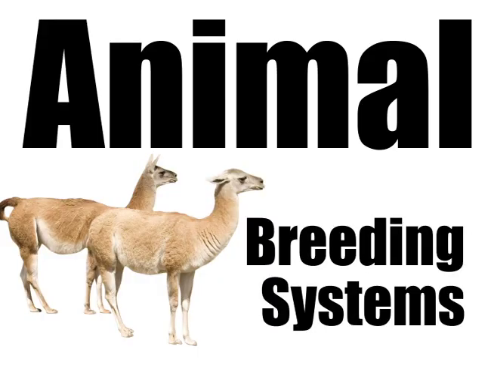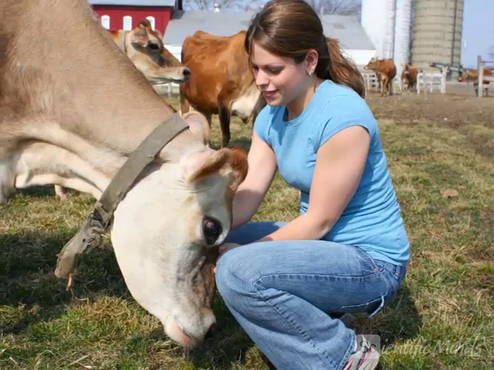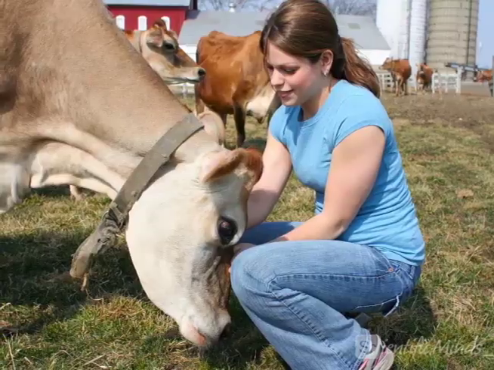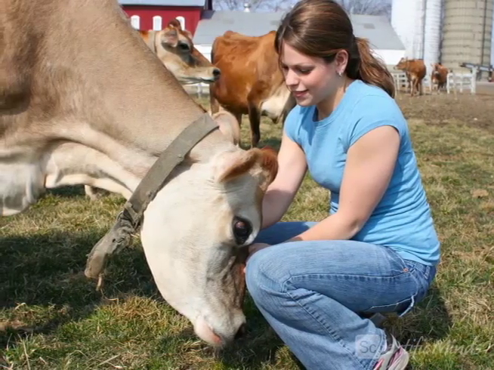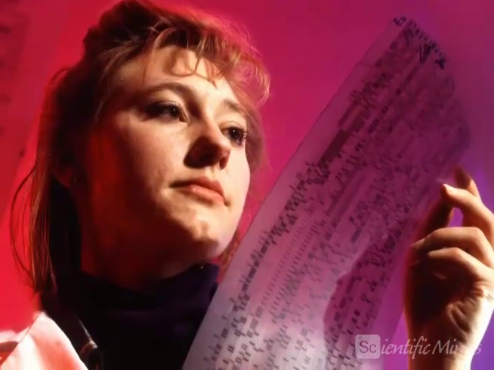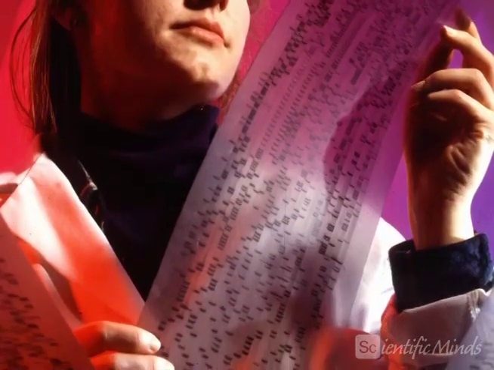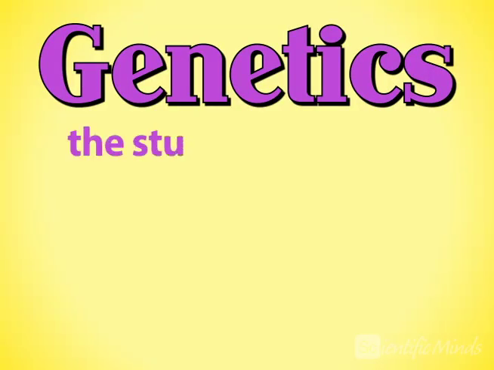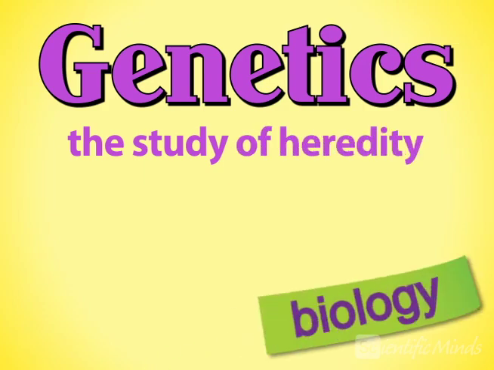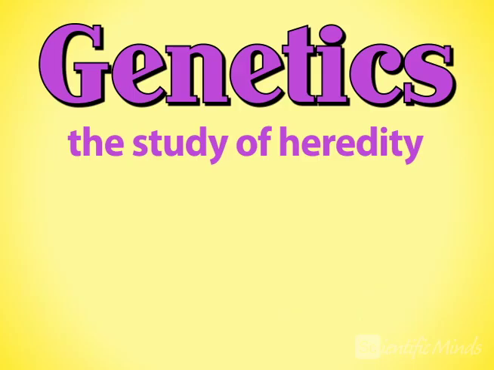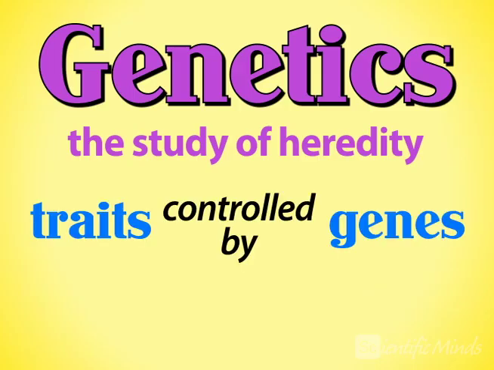Animal breeding systems. One of the goals of a livestock producer is to raise animals that generate large numbers of high-quality offspring. By using genetic principles in animal breeding, producers have been able to increase the productivity of food and fiber-producing livestock species. Genetics is the study of heredity, which is the transmitting of characteristics from parents to offspring.